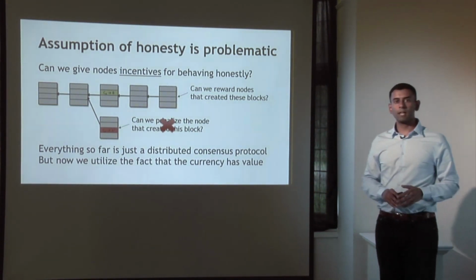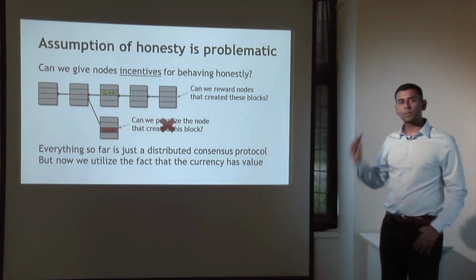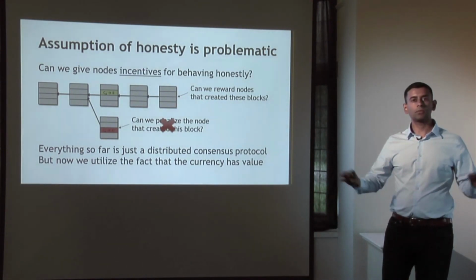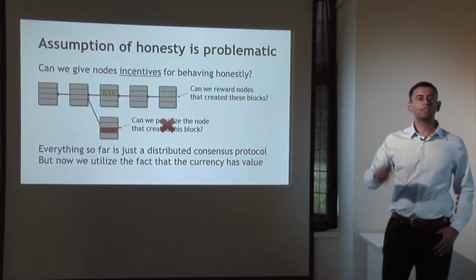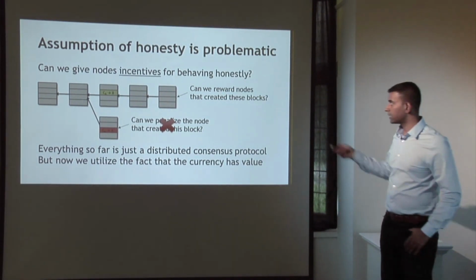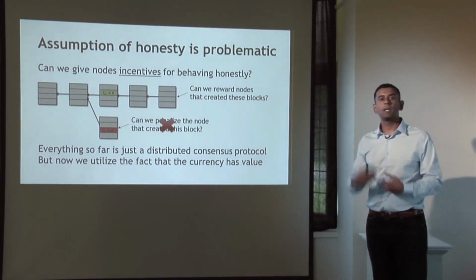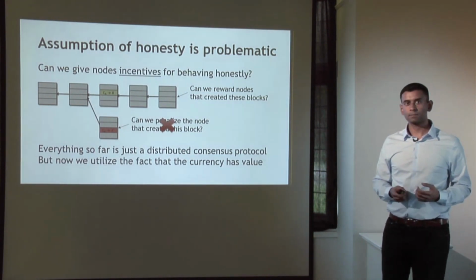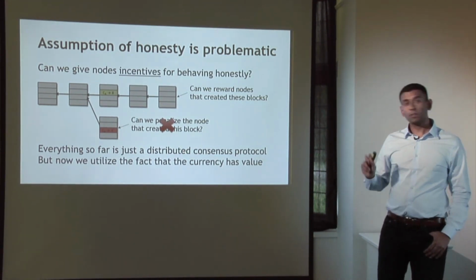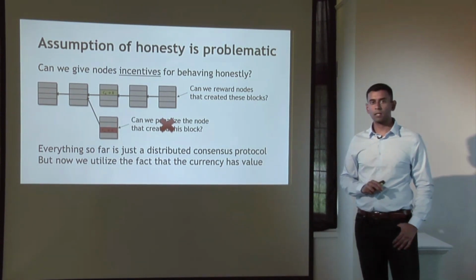Now we're going to break out of that model. What I'm going to say now is specific to the fact that what we're achieving through this distributed consensus process is in fact a currency. And we're going to incentivize these nodes by paying them in units of this currency. So how do we do that? There are in fact two separate incentive mechanisms in Bitcoin.